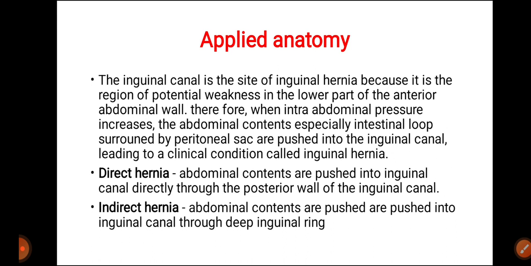There are two types of inguinal hernias: direct and indirect hernia. If abdominal contents are pushed into the inguinal canal directly through the posterior wall of the inguinal canal, that is called a direct hernia. If abdominal contents are pushed into the inguinal canal through the deep inguinal ring, that is called an indirect hernia.